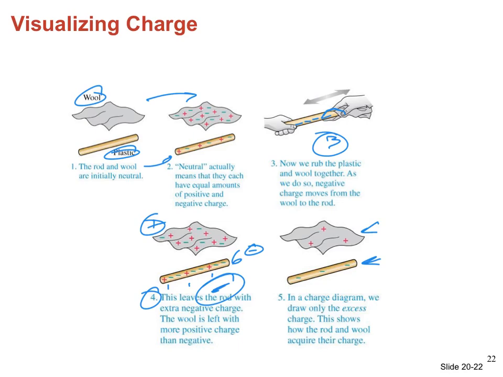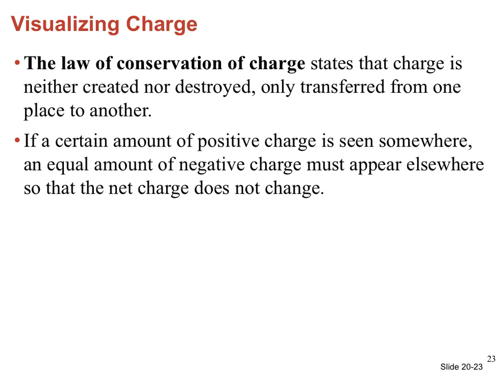That'd be impossible. So the law of conservation of charge states that charge, just like the conservation of mass or energy, is never created or destroyed, only transferred from one place to the other. So if I have positive charge somewhere, an equal amount of negative charges must be somewhere else so that the net charge does not change. So when I rub the rod to charge it, electrons are moving over. We're not destroying protons, we're just transferring electrons.